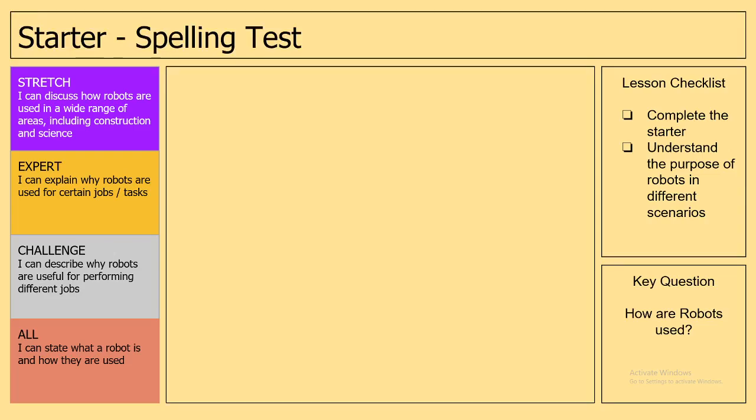so make sure you put your name and your class on the front of your booklet. Make sure you've highlighted the learning outcome you're going for, and then let's get ready for this spelling test. So question number 1 is algorithm. Algorithm. I can problem solve using an algorithm.